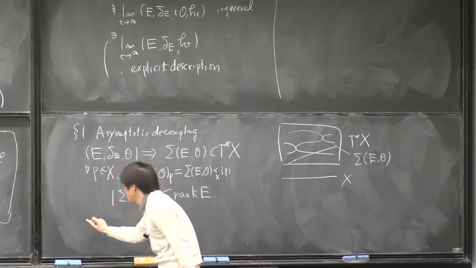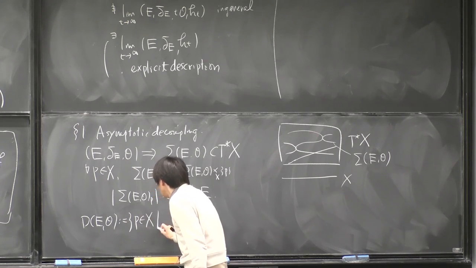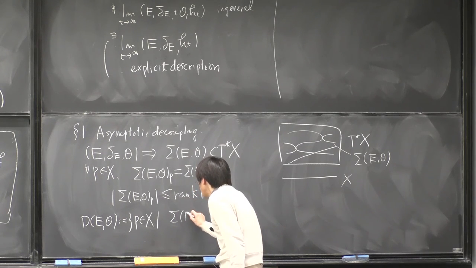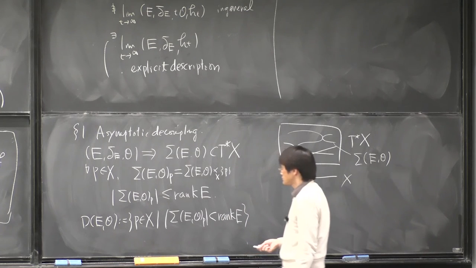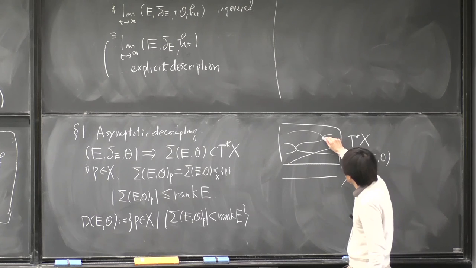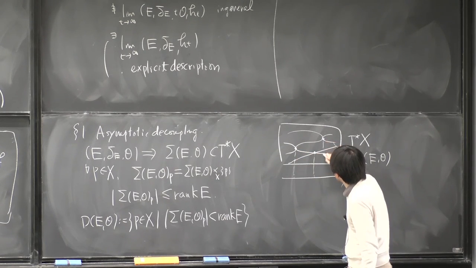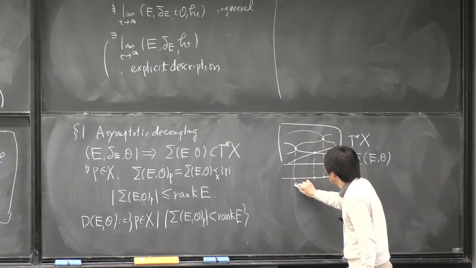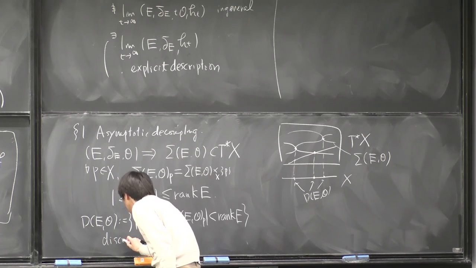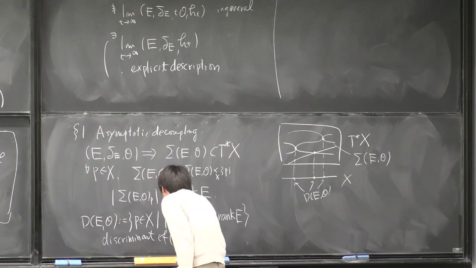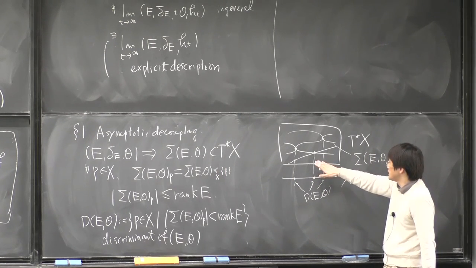So let D(E, theta) denote the set of the points over which the number of points in the fiber is strictly smaller than the rank of E. So we have some ramified points of the spectral curve and singular points like this one, and we have their image in X. So these points, D(E, theta), this set is called the discriminant of the Higgs bundle. So roughly, the discriminant is the image of the singularities and ramified points of the spectral curve.